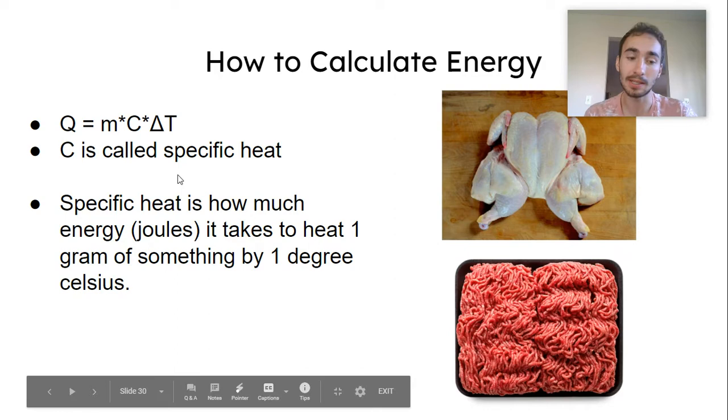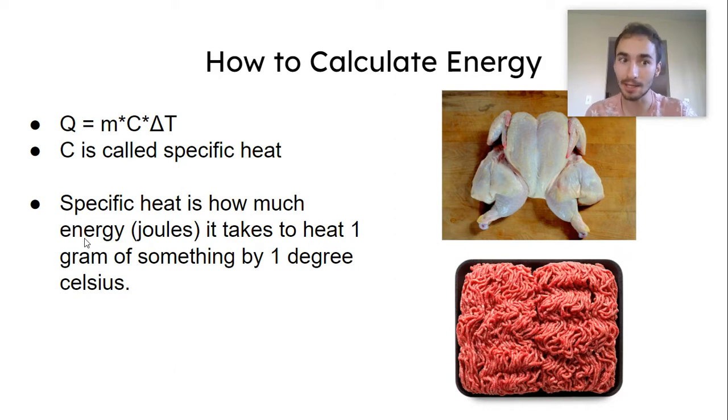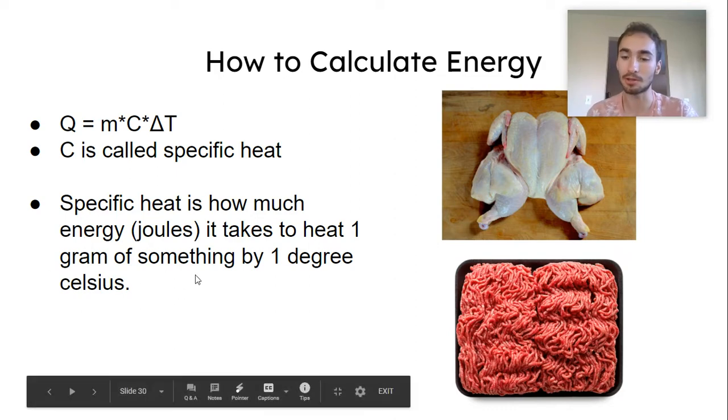So in your notes, please write down specific heat is what C is, and it's how much energy you use to heat up 1 gram by 1 degree. That's why the units are joules, and then you have a little division symbol, and then grams, degree Celsius, because it's how much energy to heat up 1 gram, 1 degree.